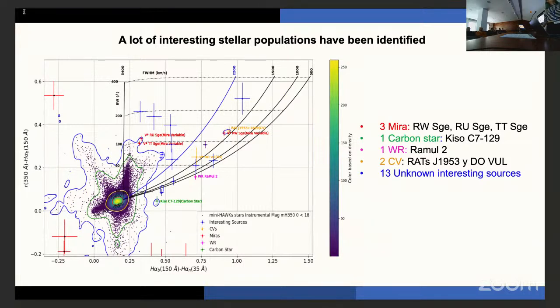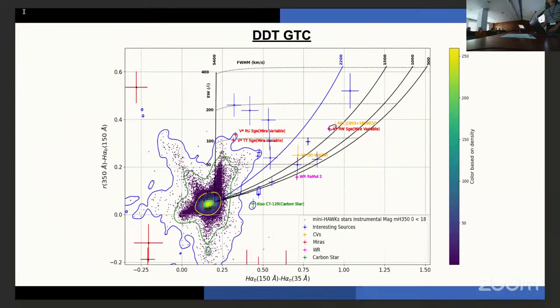So we found a lot of interesting stellar populations: 3 Miras, 1 carbon star, 1 Wolf-Rayet, and 2 cataclysmic variables. There are 13 unknown potential emitters in H-alpha. So we applied for DDT at the GTC to get spectra with OSIRIS to understand why these sources are in that region of the diagram.